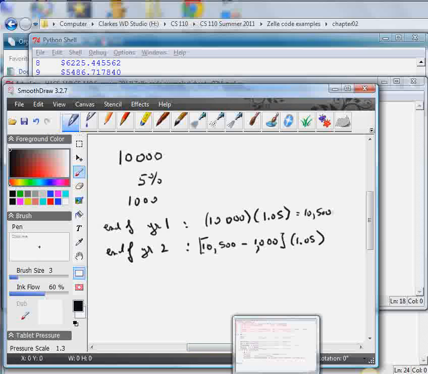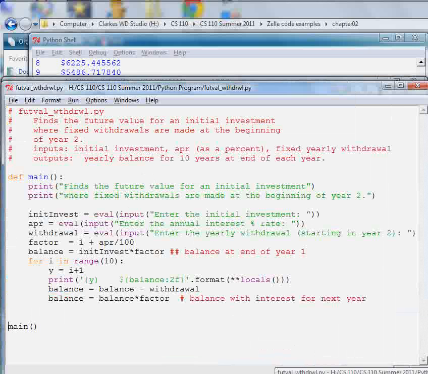Okay, so let's go over now and look at the future withdrawal program, which I wrote. I didn't want to make this a really long video and do this while you watched. So essentially, if you look through the program here, I asked the user to enter the initial investment. That would be the $10,000 in the example that we just did. And I asked for the APR as an interest rate. So if we're doing a 5% rate, they would actually enter 5, not 0.05. And then I asked for the withdrawal, which will start at the beginning of year 2.